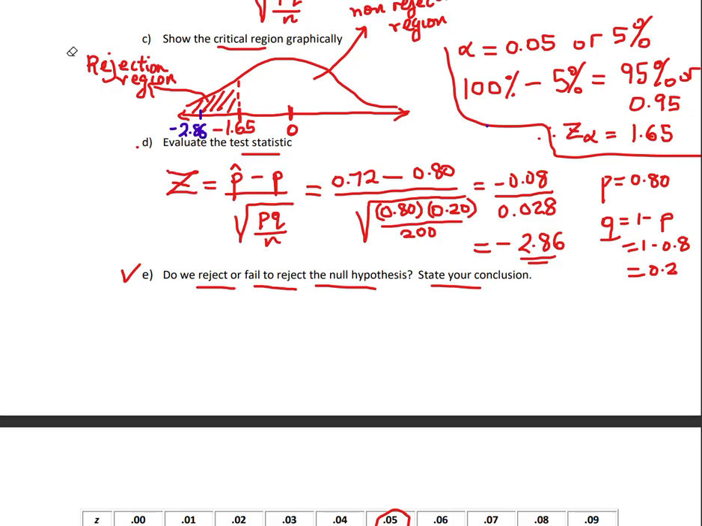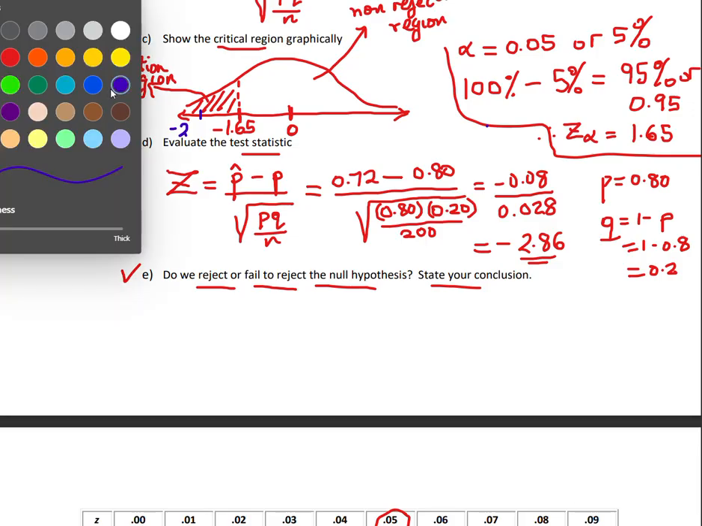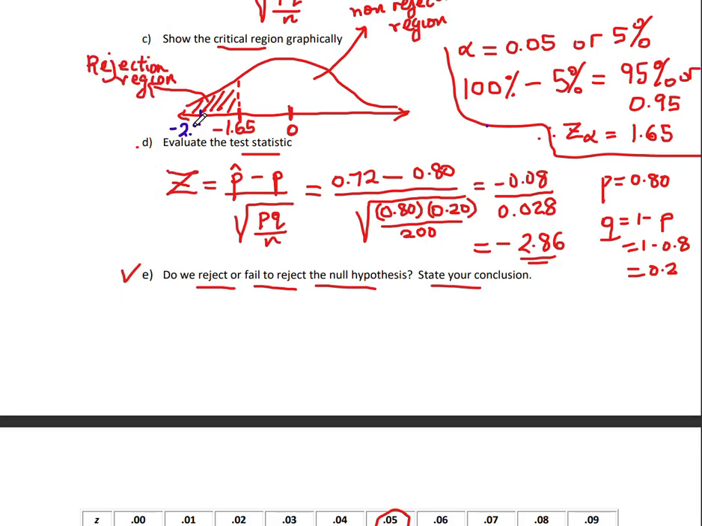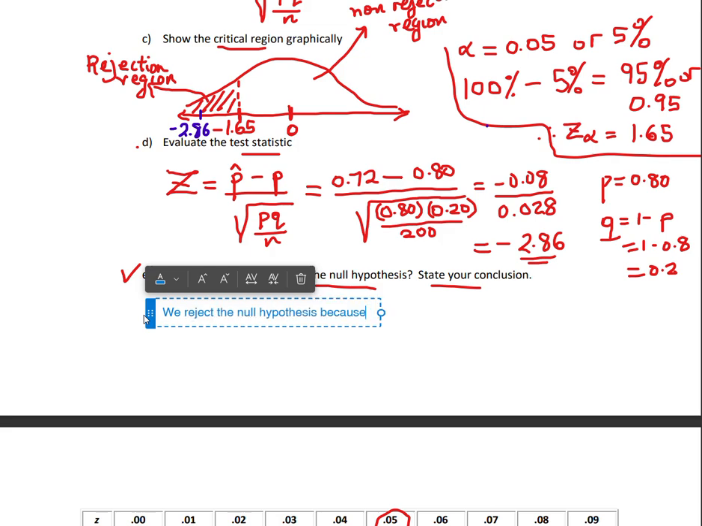So because negative 2.86, which is our calculated value, falls in the rejection region, we must now reject the null hypothesis. So our conclusion is that we reject the null hypothesis. And our reason for rejecting the null hypothesis is that the test statistic falls in the rejection region.